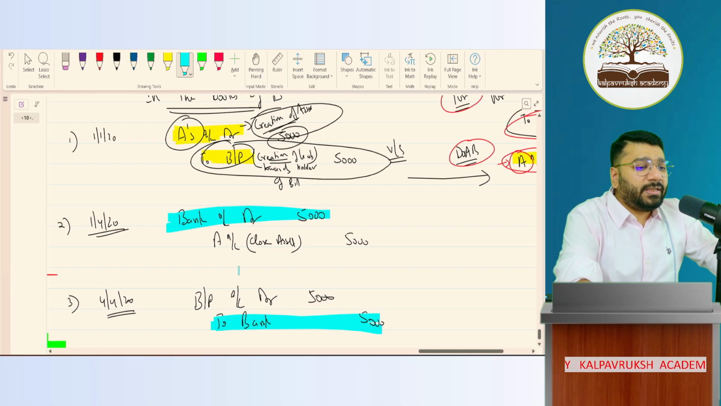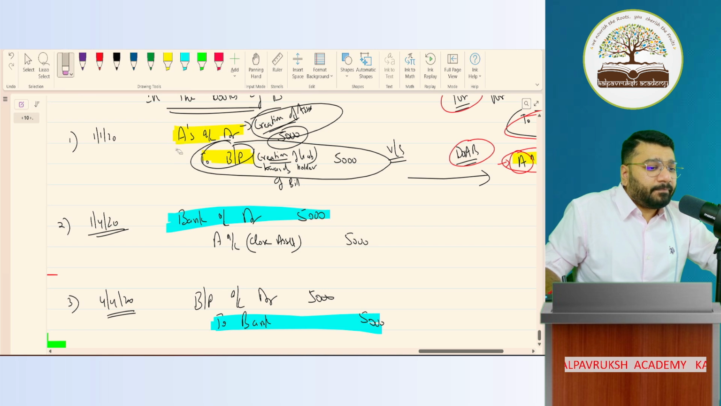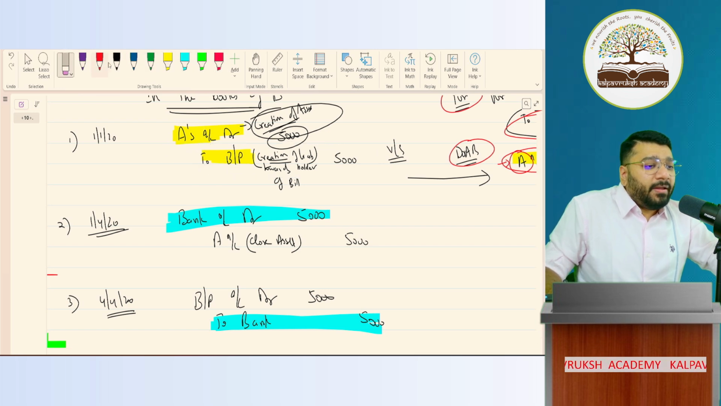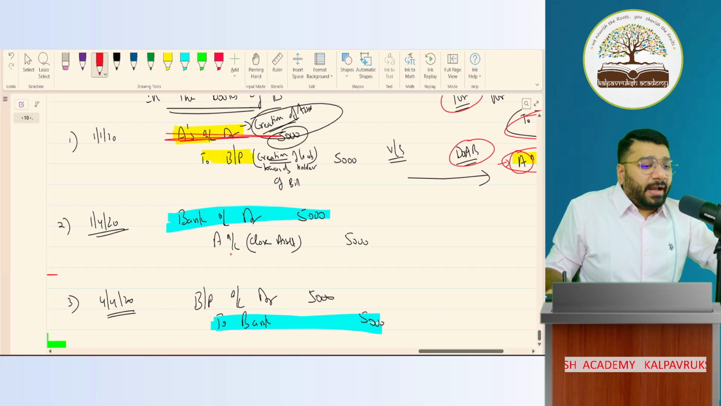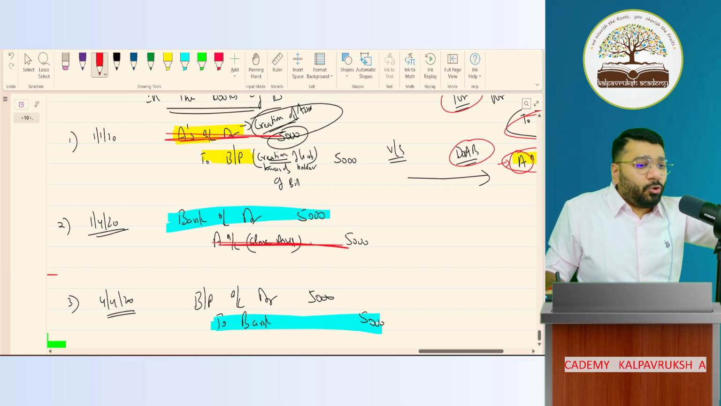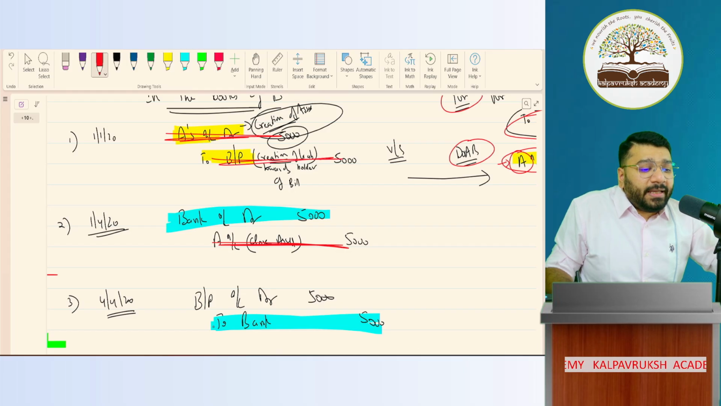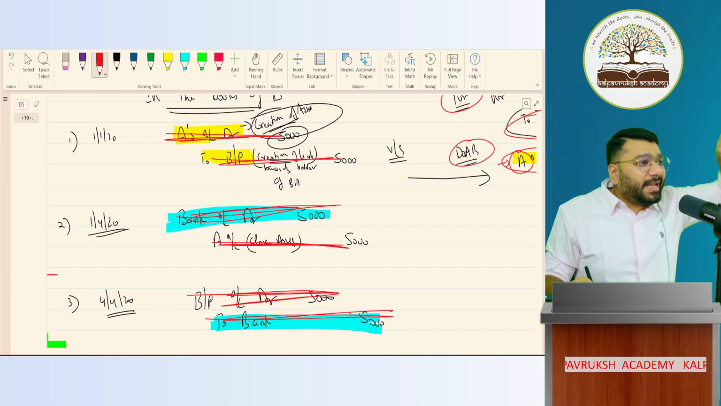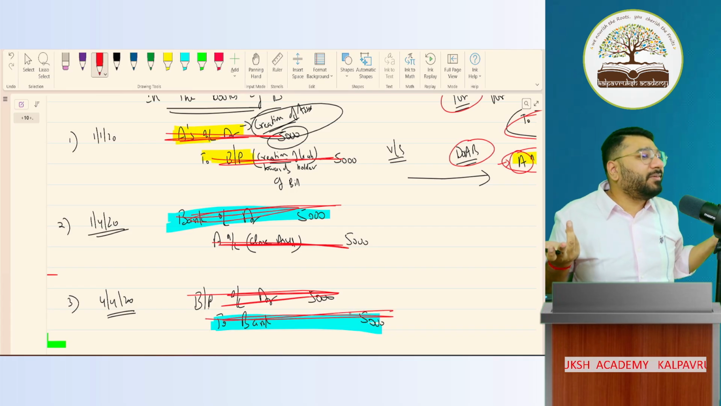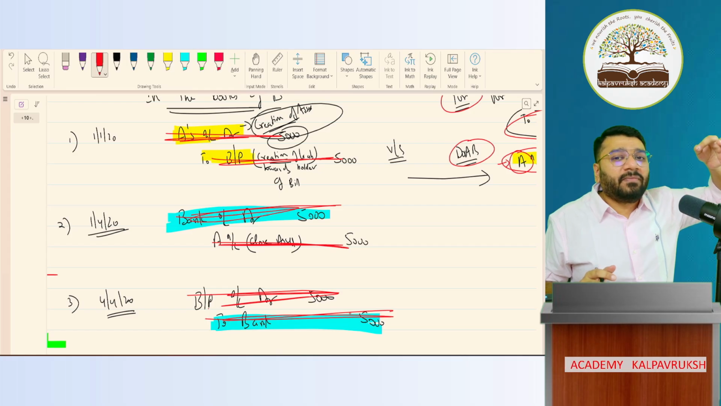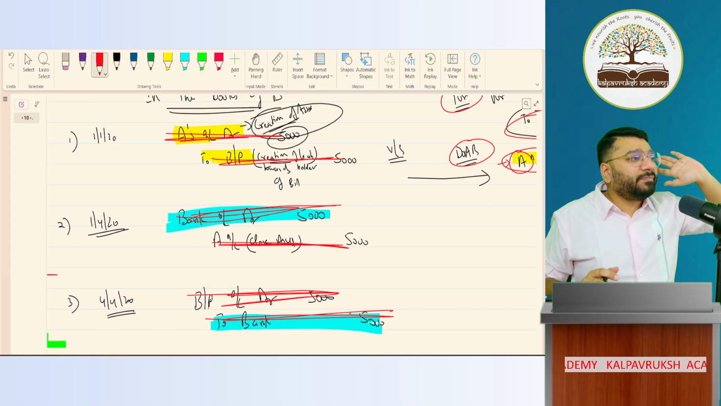That's all, people. So in this entire transaction, what is happening? A account is opened here and closed here. BP is opened here and closed here. Bank is opened here and closed here. So in this entire transaction, did B benefit anything? No. He was just a mere friend who was helping A.